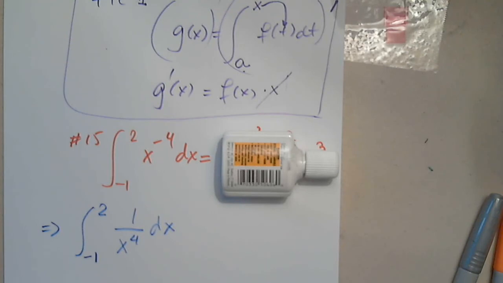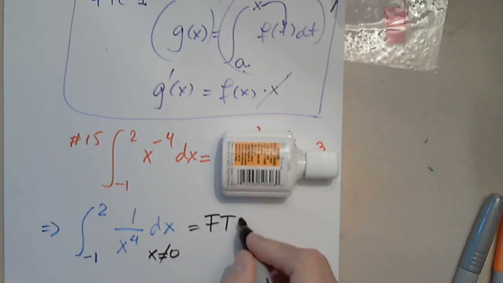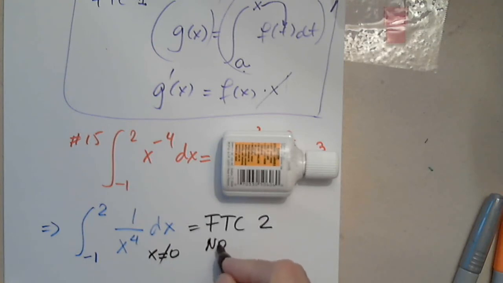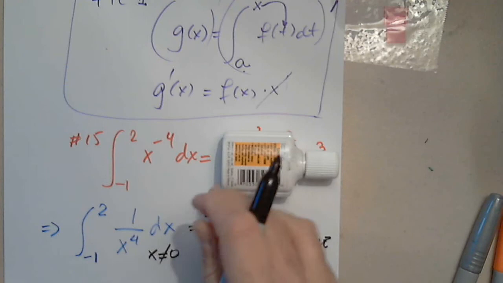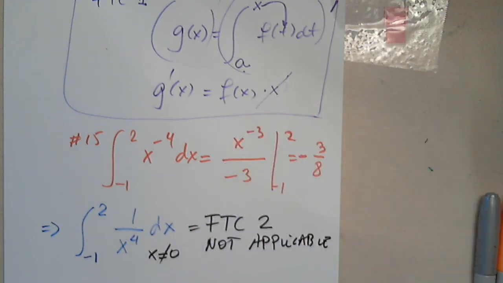So what do we conclude? Is the function continuous on -1 to 2? No, because the function does not exist at 0. So I will say FTC part 2 not applicable. I don't care what they came up with. Good.